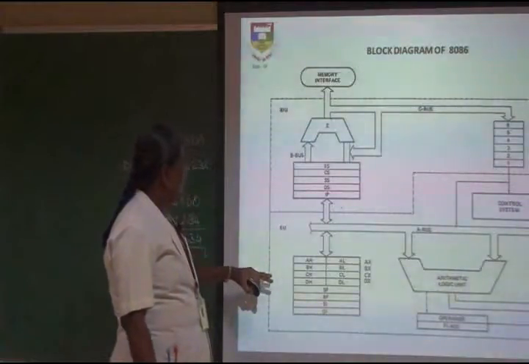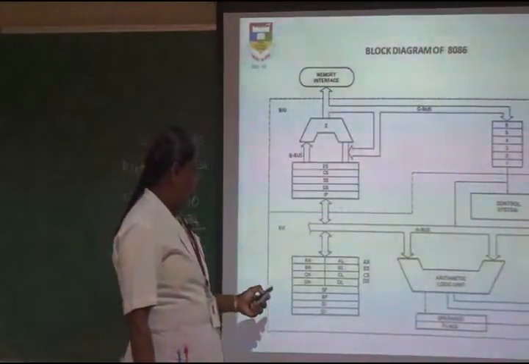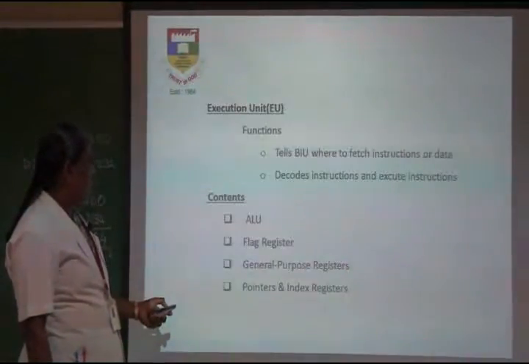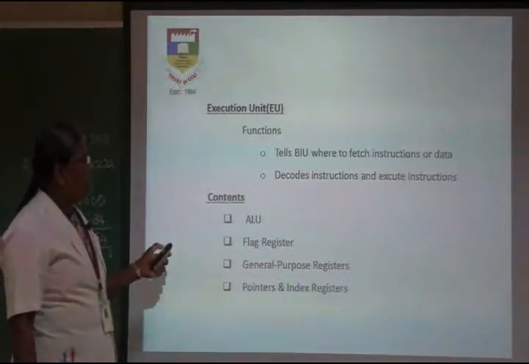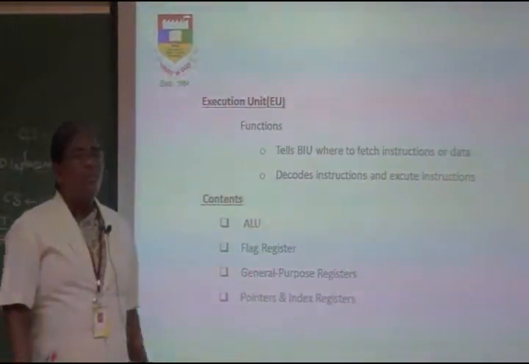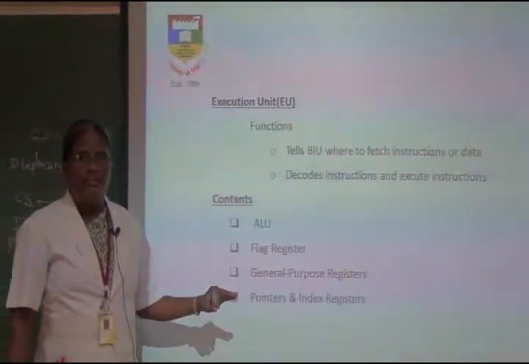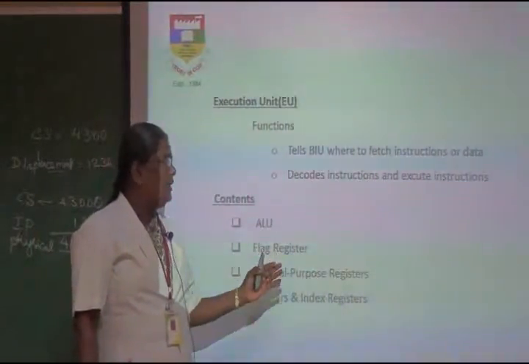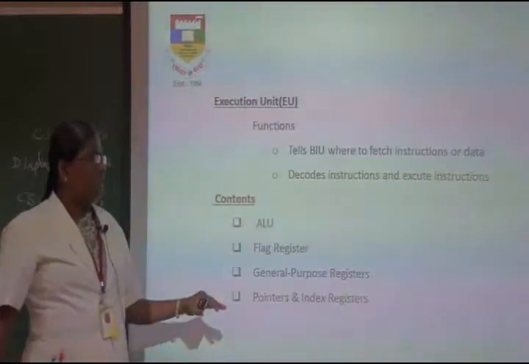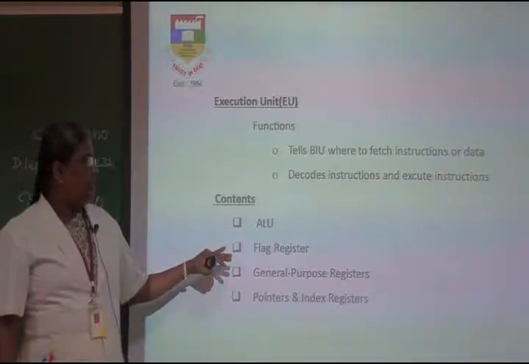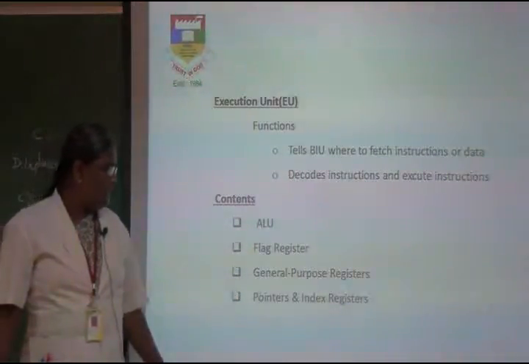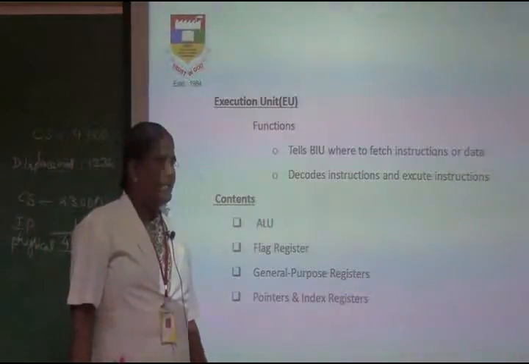Then the execution unit functions are: it tells the BIU where to fetch the instructions or data, then decodes the instruction, that is the operation to be performed is identified, and executes the instruction. The contents of the execution unit are ALU, flag register, general purpose registers, pointers and index registers.